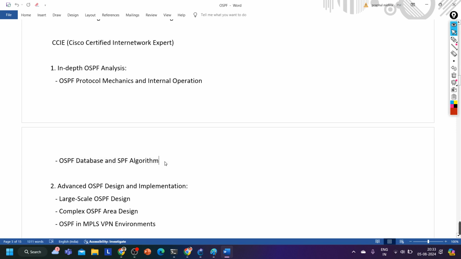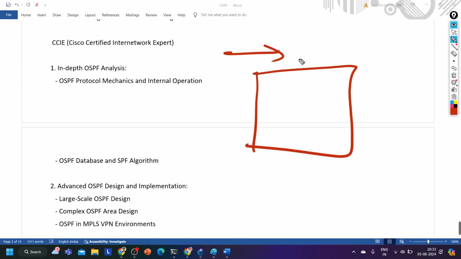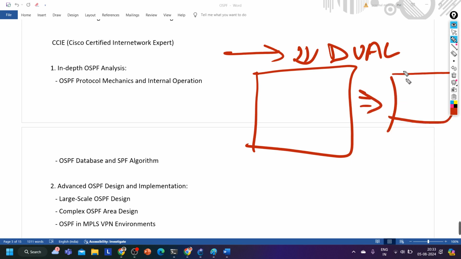EIGRP uses the DUAL algorithm to find the best path. In the same way, OSPF uses the SPF algorithm, shortest path first, to find the best path. In EIGRP, whenever a router receives an update message, it installs all the network information in its topology table, runs the DUAL algorithm on it to find the best path, and then installs the best path in its routing table.